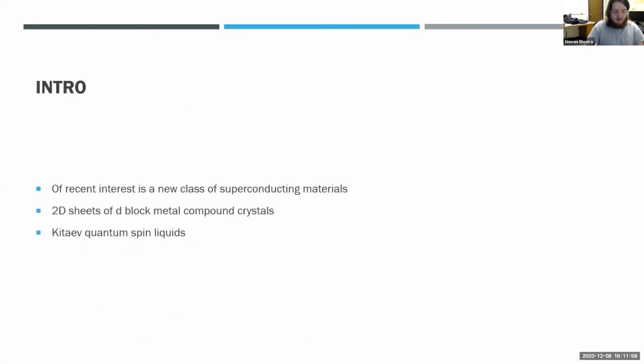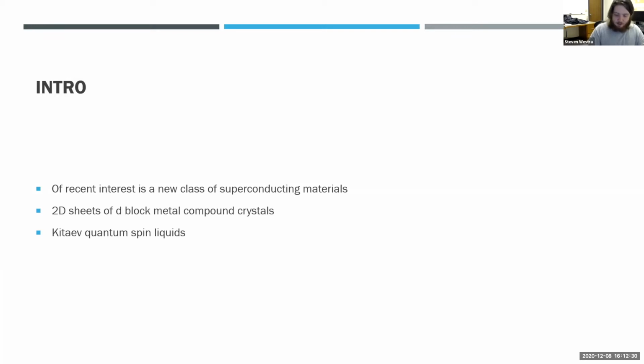So, of recent interest is a relatively new class of high-temperature superconducting materials, which are known as quantum spin liquids. The primary interest in them is that they form one of the highest temperature superconductor categories that have yet been discovered. And from a statistical mechanics point of view, they behave as almost ideal paramagnets.